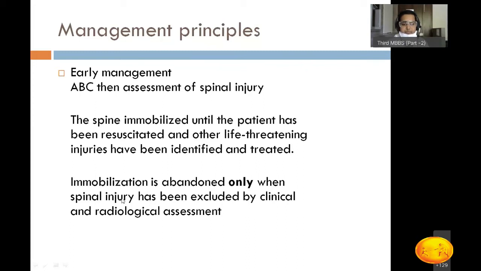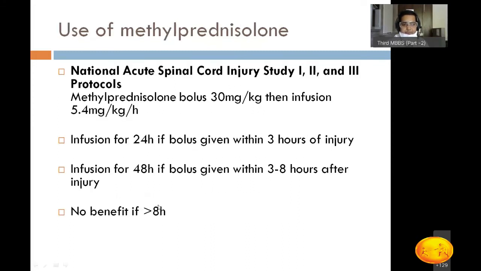So patients having respiratory distress, tenderness in the spine, or weakness in the upper or lower limbs are all considered to have spinal injury until it is proven by radiological assessment that they do not.